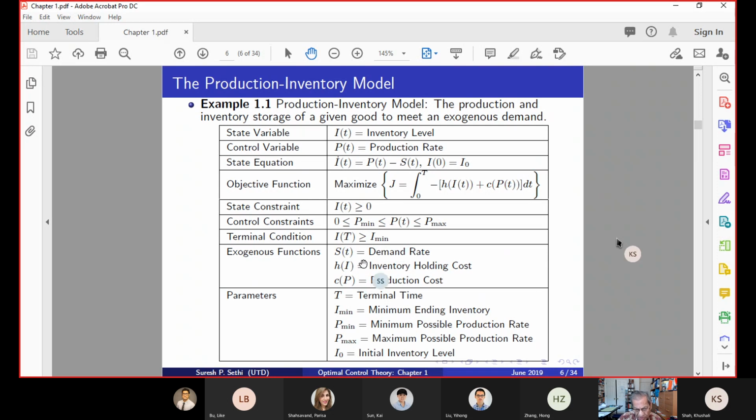Okay, so we already know these. We already talked about these. So, any question on this one simple problem of optimal control in the inventory problem?